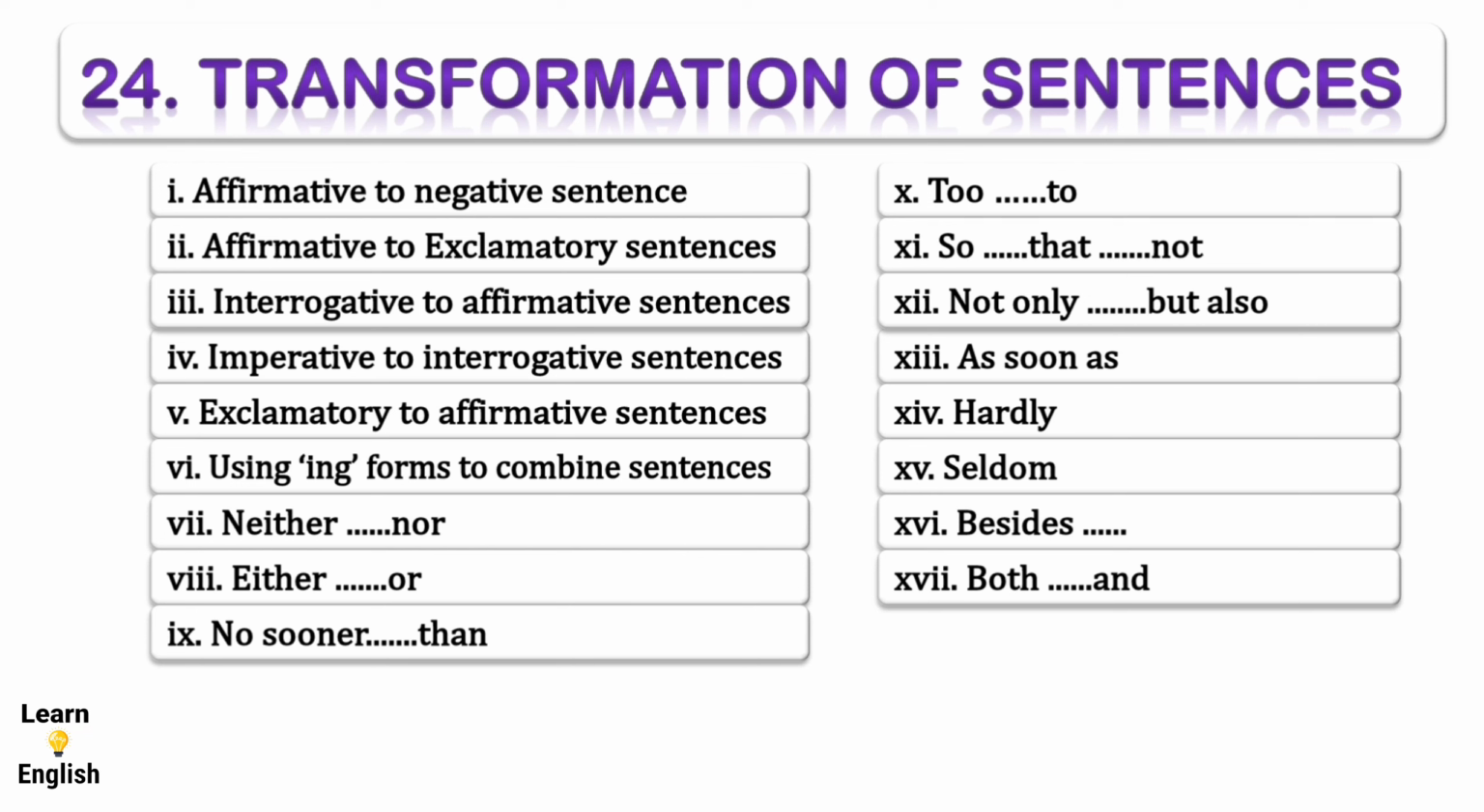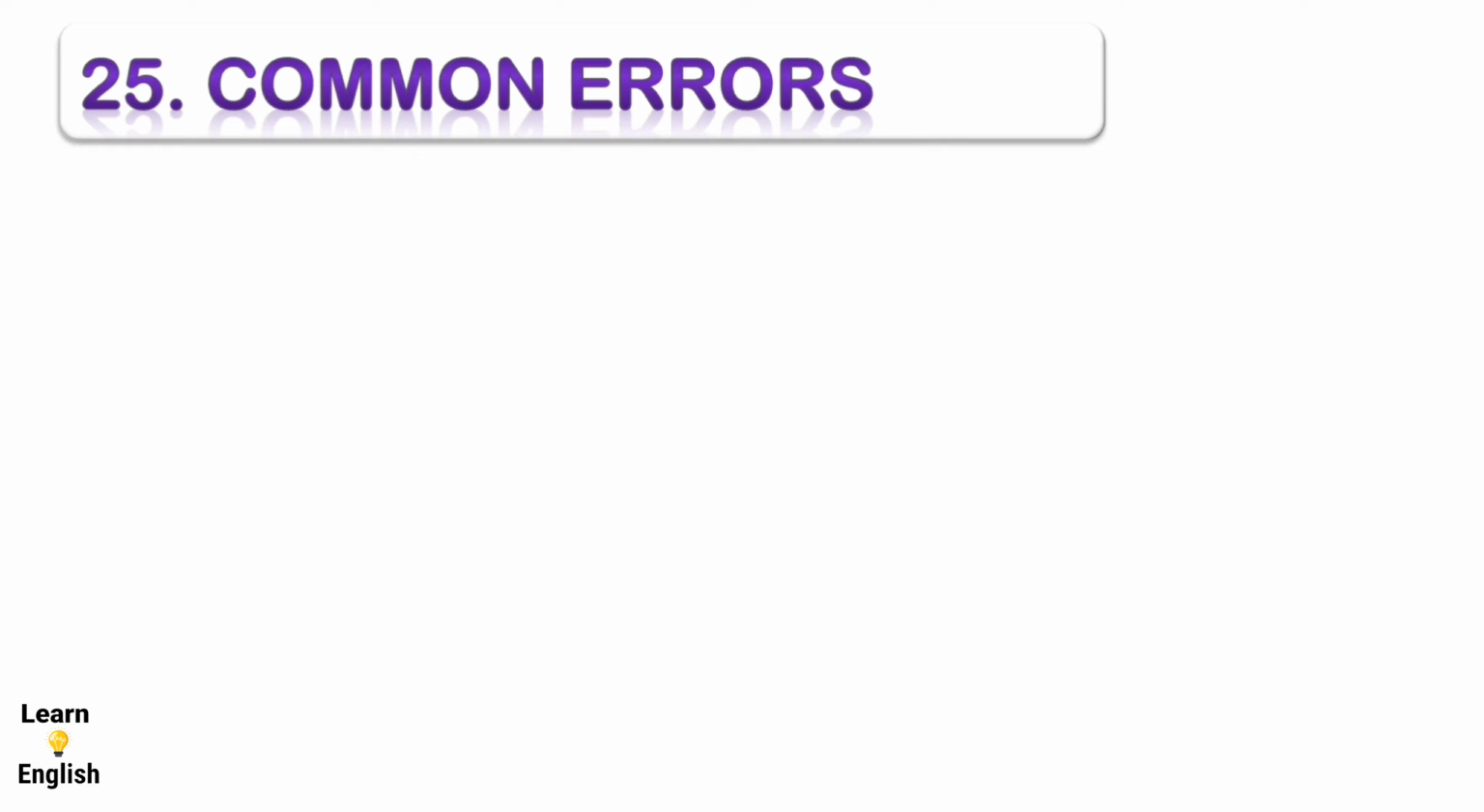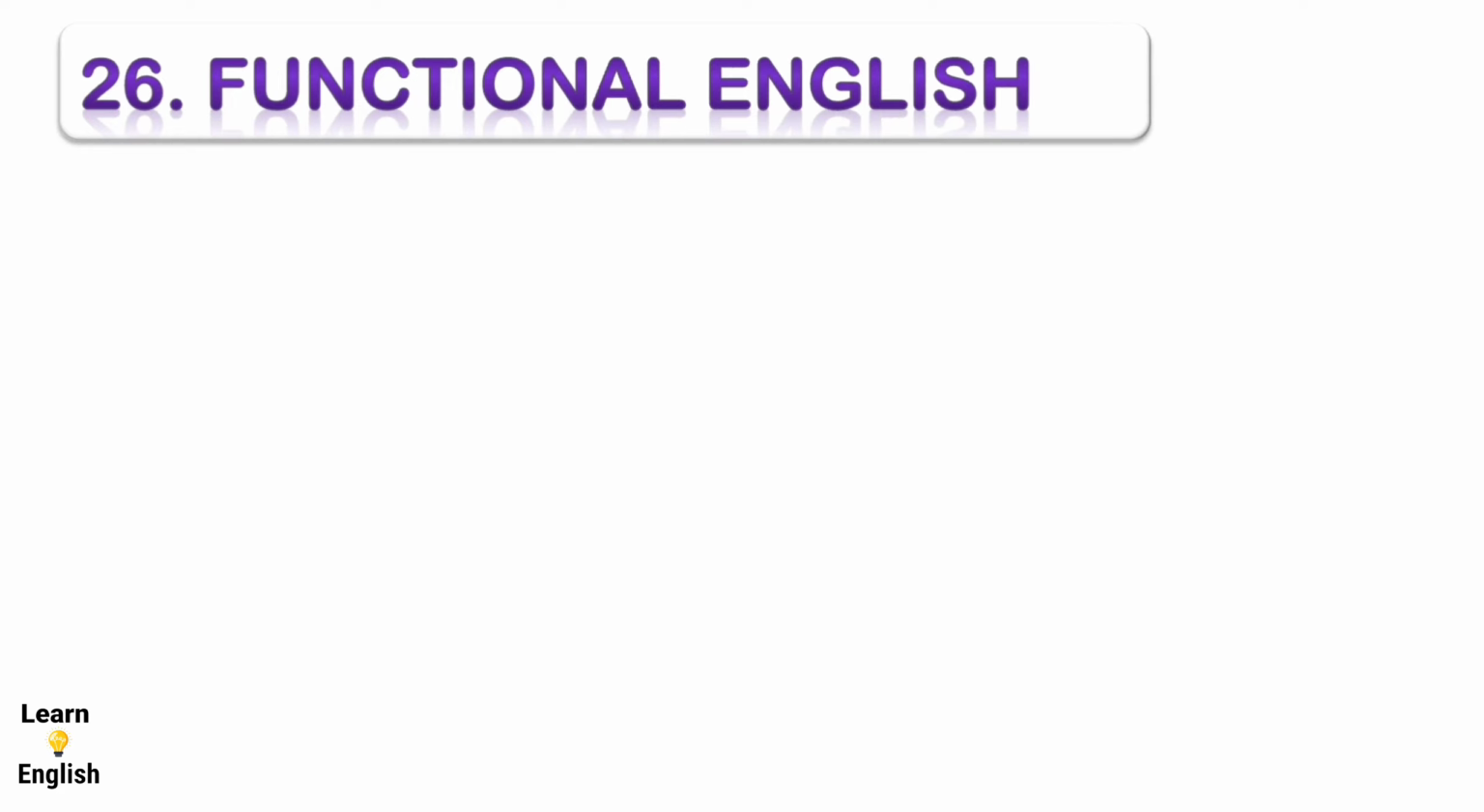After completing the transformation of sentences chapter, we come to know about changing the form of a sentence without changing the meaning. After completing the common errors chapter, we come to know how to identify the common errors in sentences. After completing the functional English chapter, we come to know about the functional use of the English language.